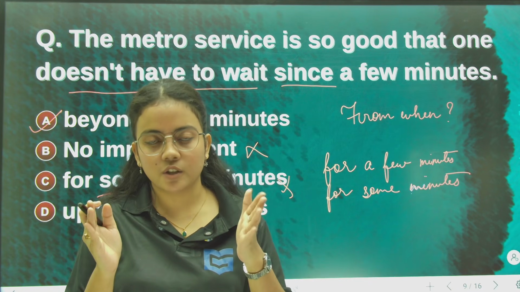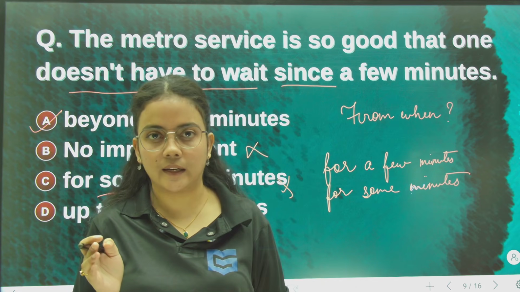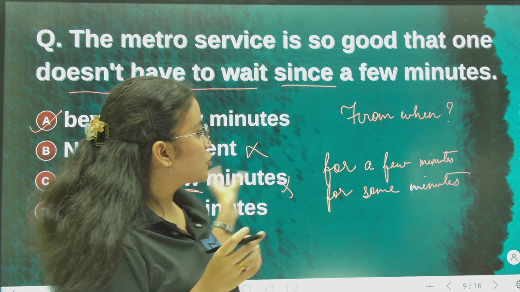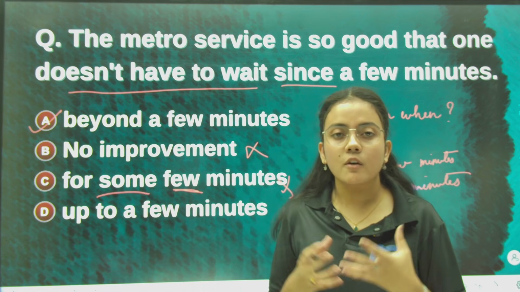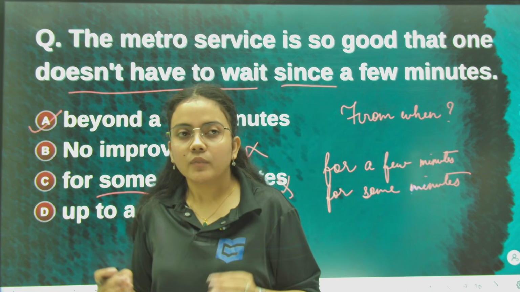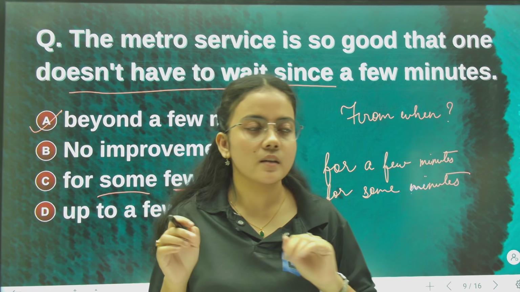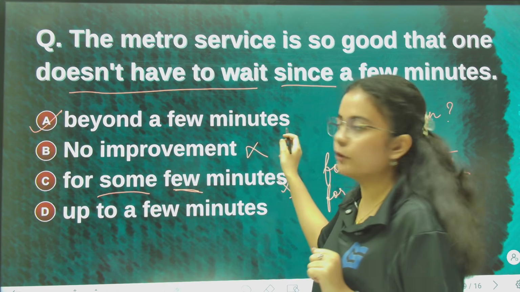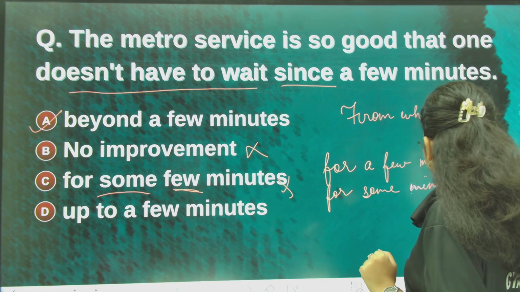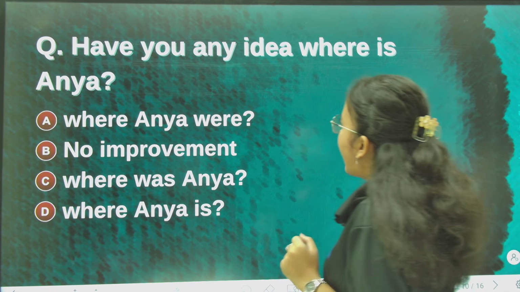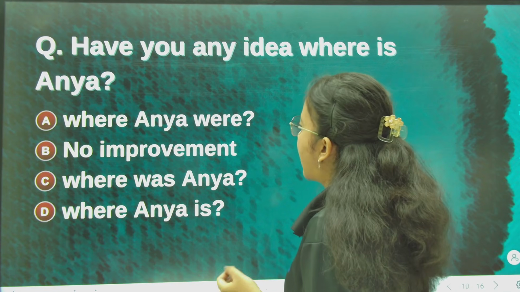There is a fixed duration, and it should not go beyond that. So this context intends to say that the metro service is so good that you don't have to wait more than a few minutes. That is why beyond a few minutes will be the correct answer. Next question: have you any idea where is Anya?